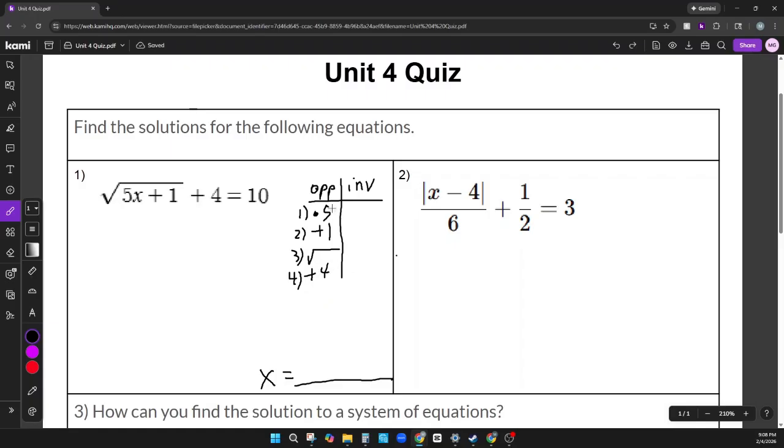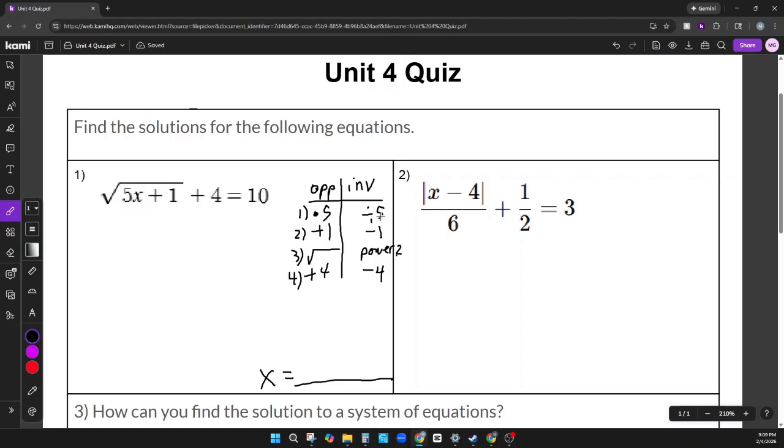Let's get our inverse operations out first, and then we'll talk about the cancel order. So the opposite of plus 4 is minus 4. The inverse operation of taking a square root is taking something to the power of 2. The opposite of plus 1 is minus 1. And the opposite of times 5 is divide by 5.